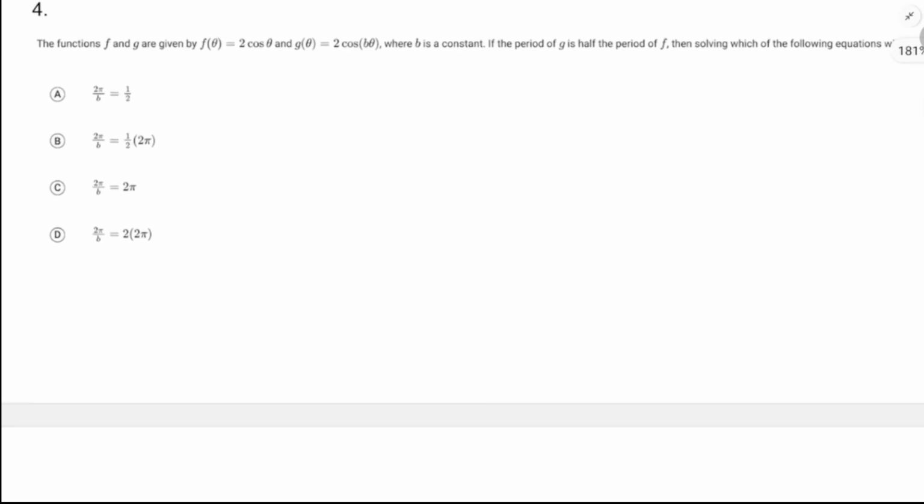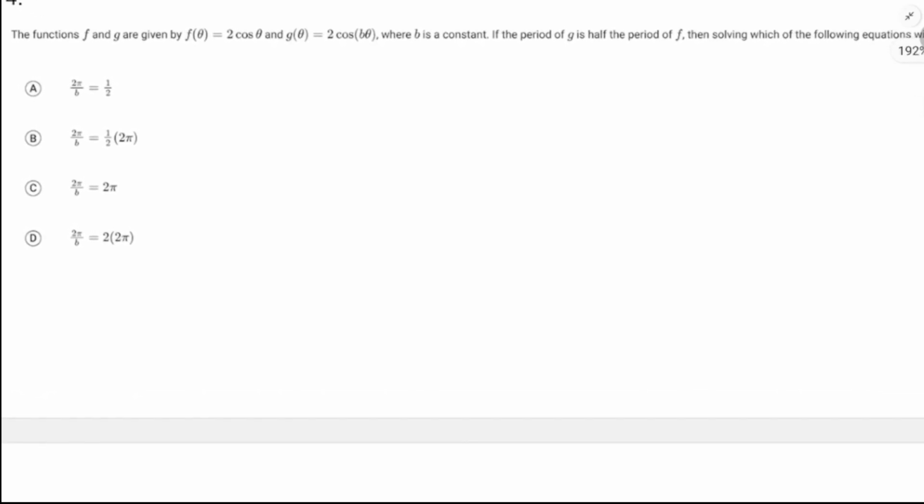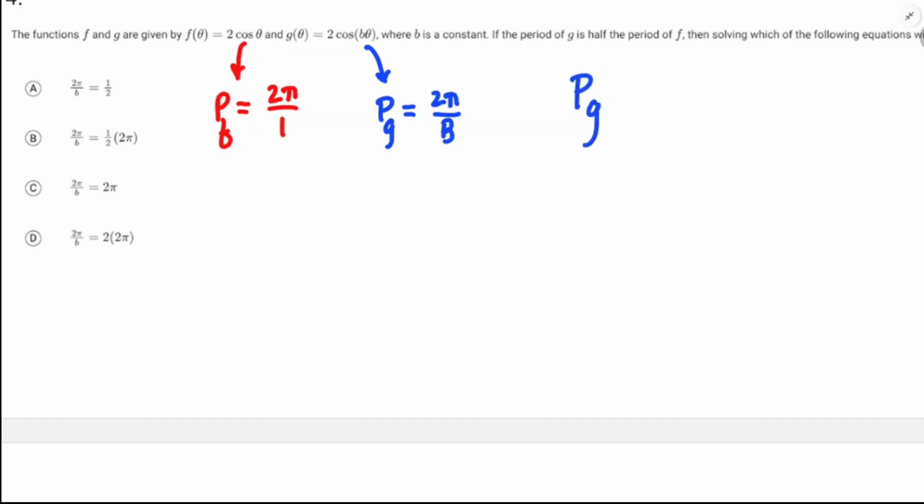All right, so what we're going to say is that period for f is equal to 2 pi divided by b, which was 1. And then for g, period will equal 2 pi over b. And maybe I should call them period f and period g. So period of g equals half of the period of f.